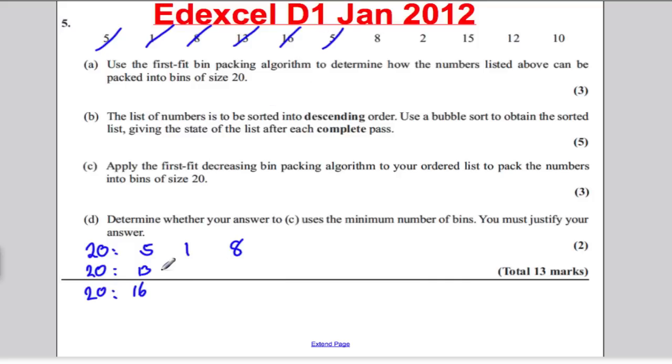The 5 actually could fit in the top one here. The 8 here could not fit here nor here, so the 8 would have to go here. The 2 could fit in this one. There's no space for it here, but it could fit here. The 15 could fit nicely into, well, no, the 15 would have to go into its own one, apologies. The 12 couldn't fit here, but the 12 could nicely fit into this one, and the 10 couldn't fit here, nor here, nor here, nor here, nor here, so the 10 would have to go into its own one. So you'd need 1, 2, 3, 4, 5, 6.